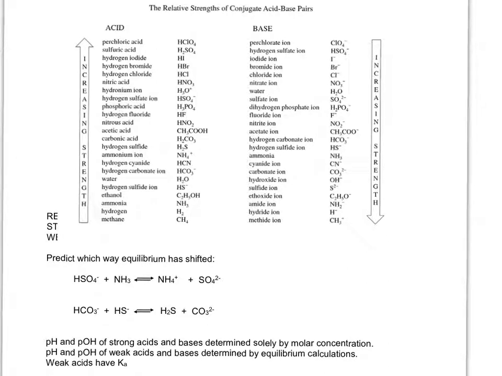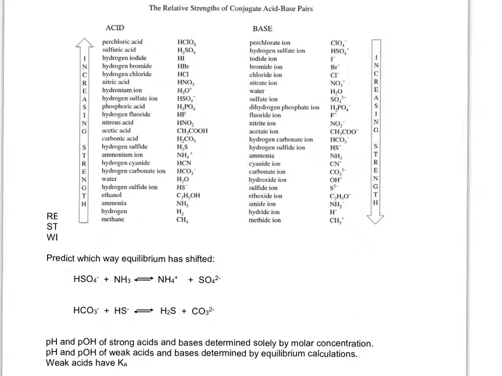Hello, AP Chemers. Topic is acid-base equilibria. So, equilibrium systems where you have acid and base reactions. We had already talked about the Bronsted-Lowry acid-base definition. We said that an acid is a proton donor, a base is a proton acceptor.